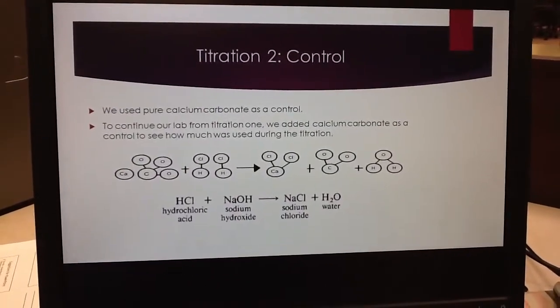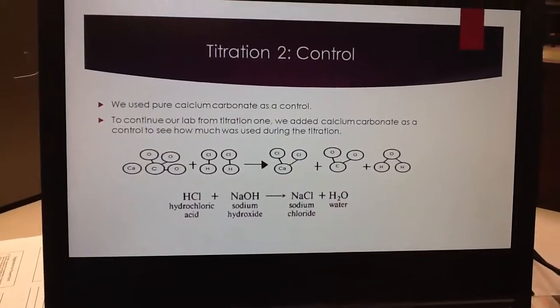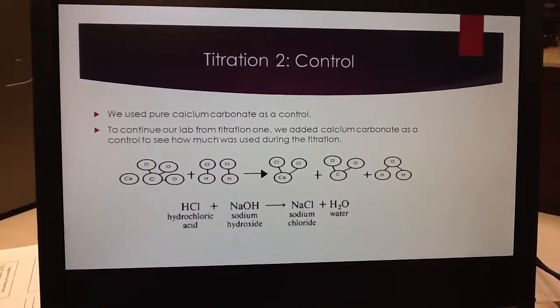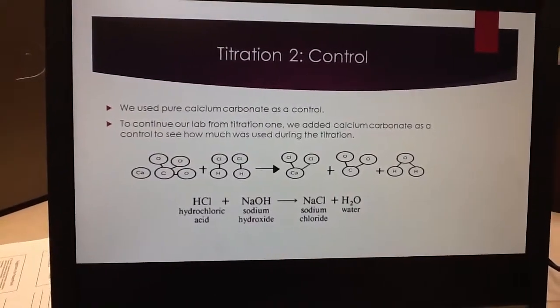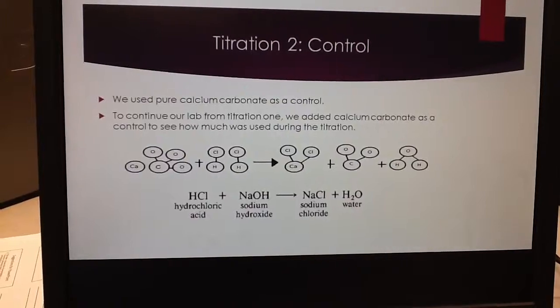Titration 2, control. We used pure calcium carbonate as a control. To continue our lab from Titration 1, we added calcium carbonate as a control to see how much was used during the titration. These are the two chemical equations that we used.